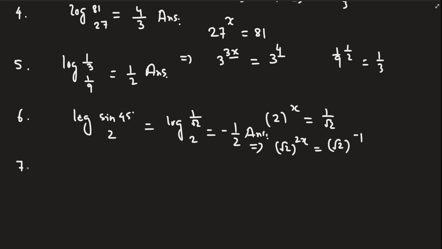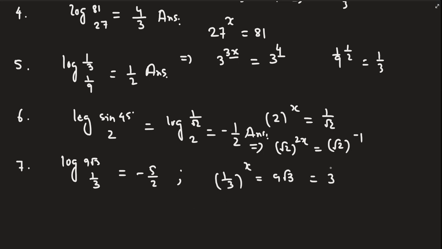Question number 7. Log 9 root 3, and here you have 1 by 3. What will be the answer? The answer is minus 5 by 2, or you can solve it in this way. 1 by 3 power x is nothing but 9 root 3. So here 9 means 3 square, so 2 plus 1 by 2, and this 1 by 3 you can write as 3 power minus 1 into x, which is equal to 3 power 5 by 2. So x equals what? Minus 5 by 2.